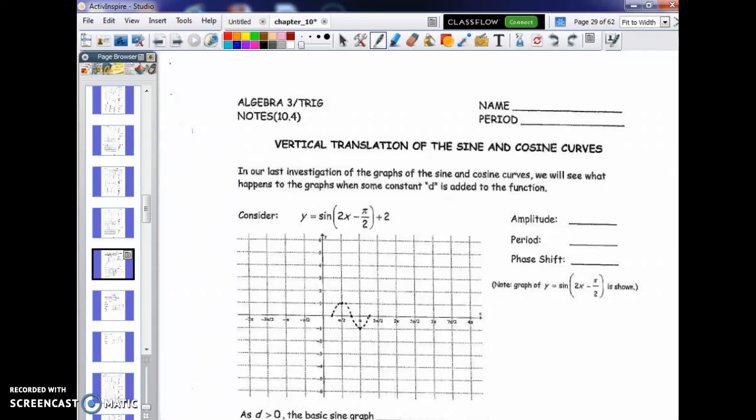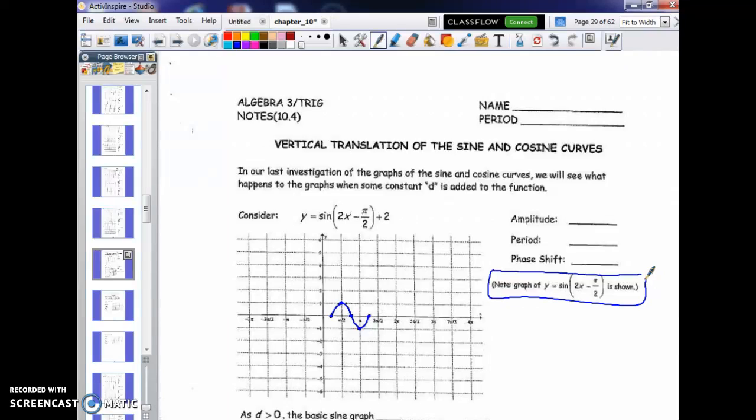Okay, so the first thing I'm going to do, like I've been doing on the previous lessons, is graph the function prior to the shift. My blue function is right here. It is the graph of y equals the sine of 2x minus pi over 2.